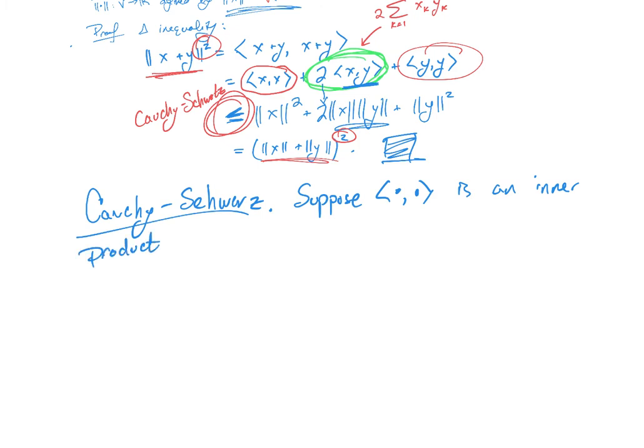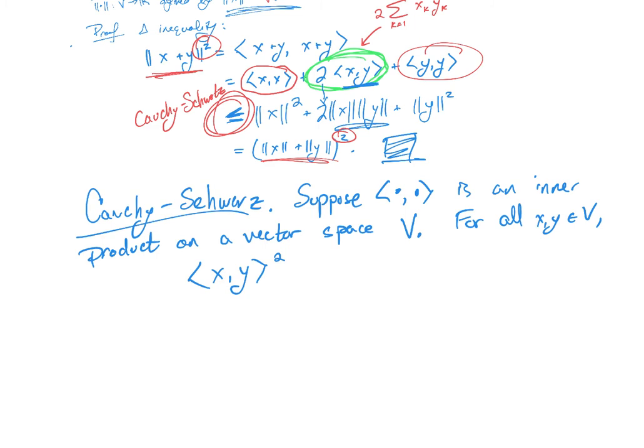Okay, so suppose we've got an inner product on a vector space V. And for all vectors, the square of their inner product is at most the product of their inner products with themselves. Okay. Would that have helped us?